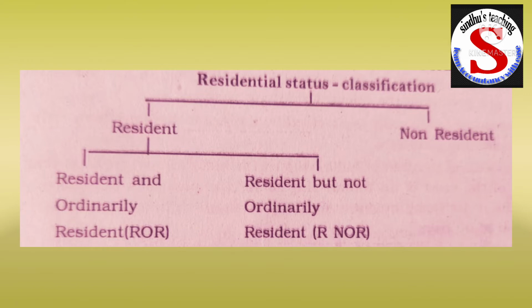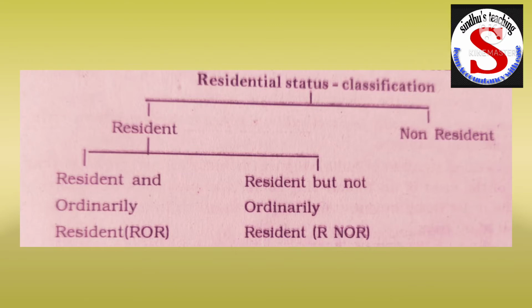As we studied in the previous class, different categories of person, that is individual, AOP, HUF, company, firm, like that we have studied. And for each category there is a different rule. Basically the rule is the same for all categories, but there are some differences. Those differences we have to study very well, and then only we can determine the residential status.